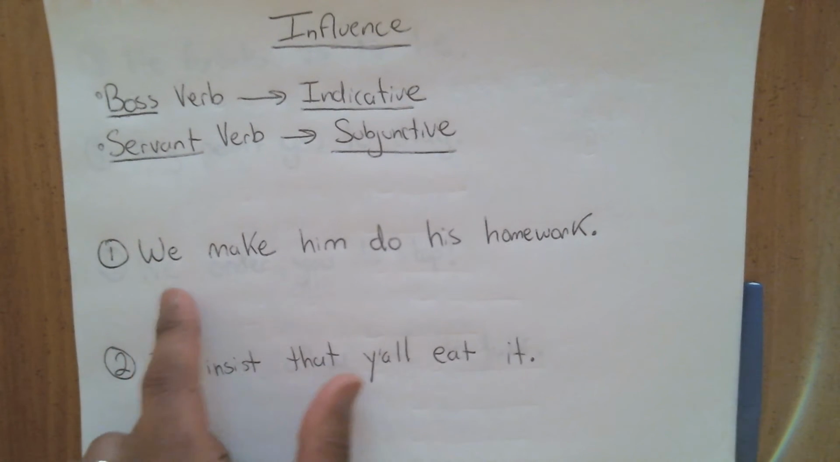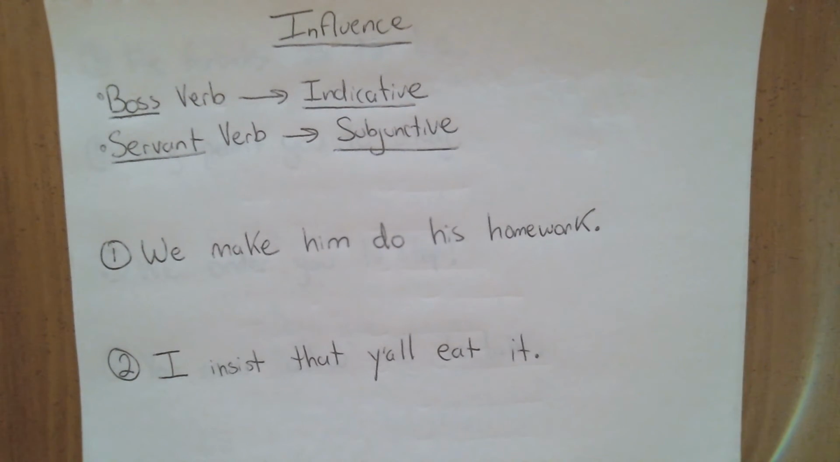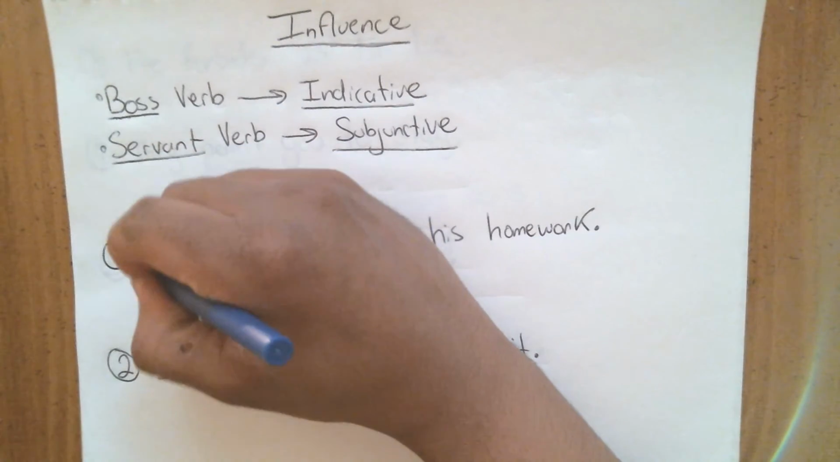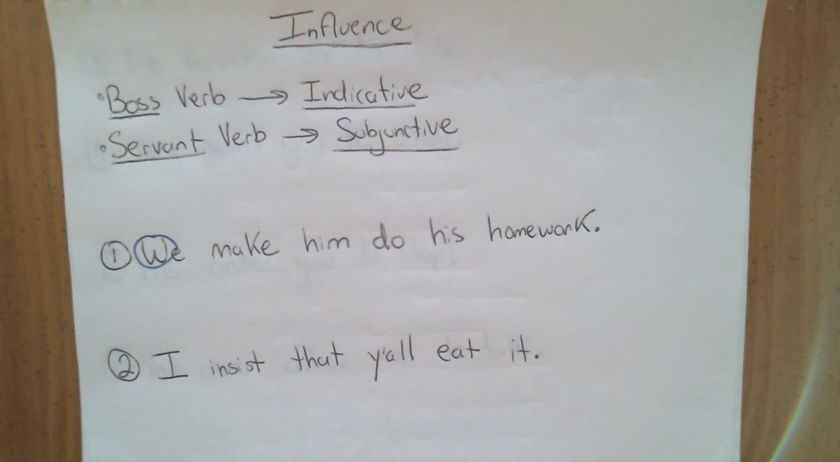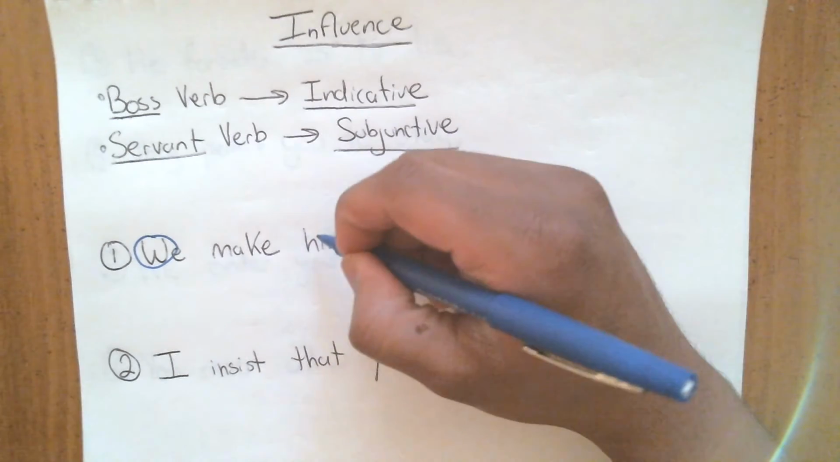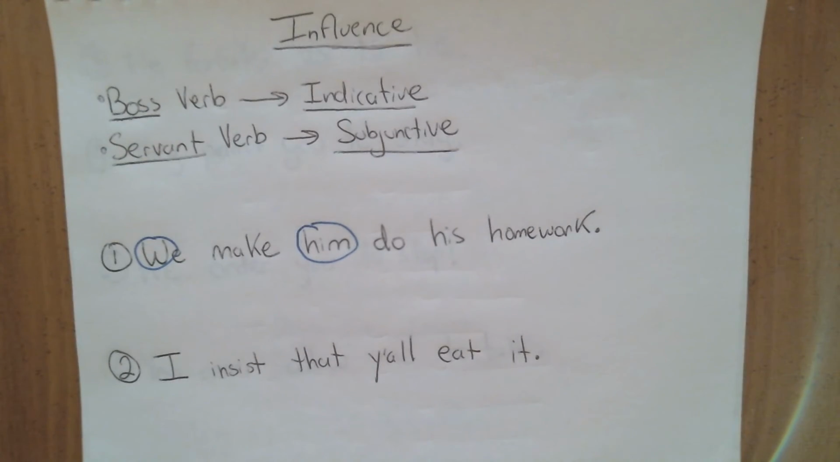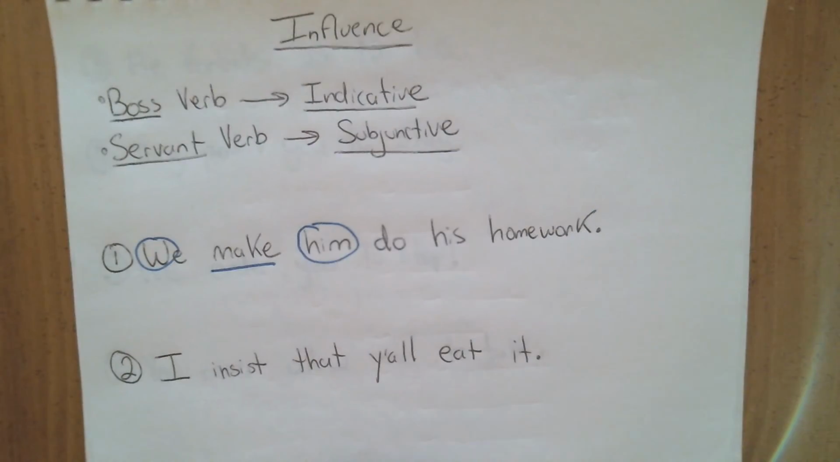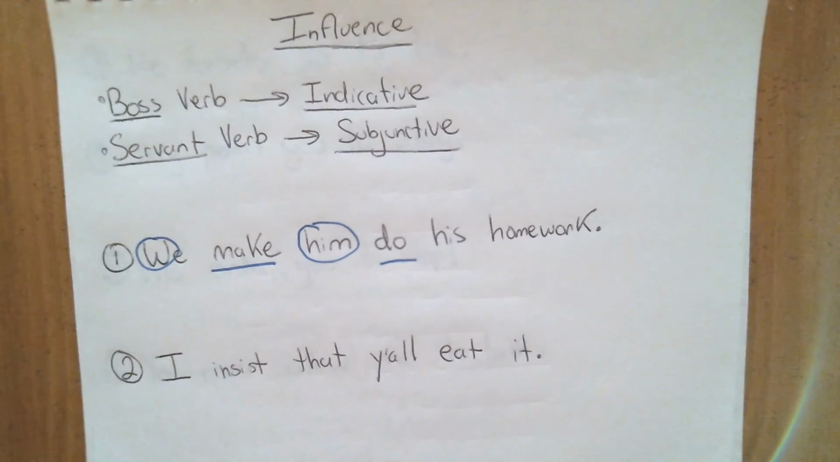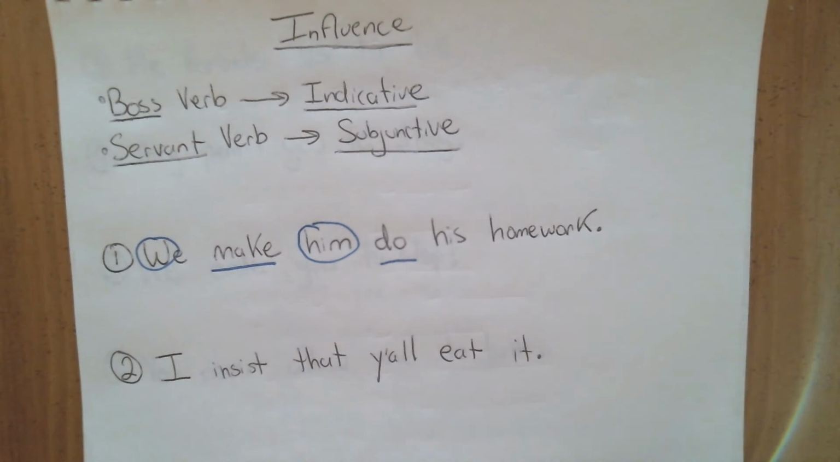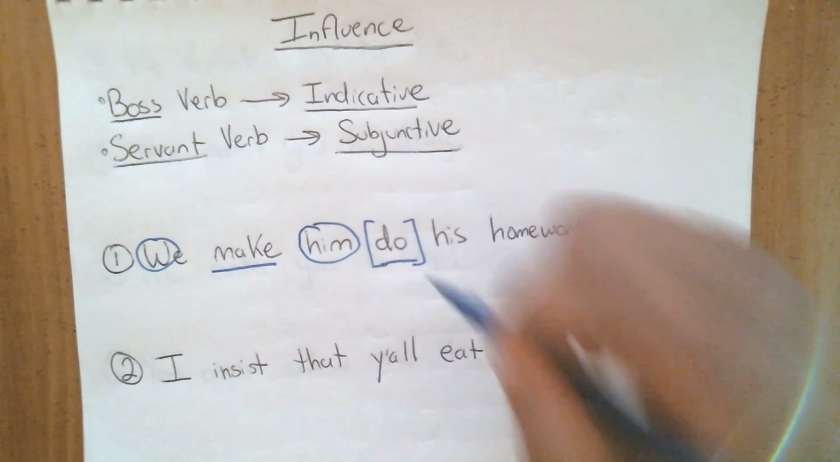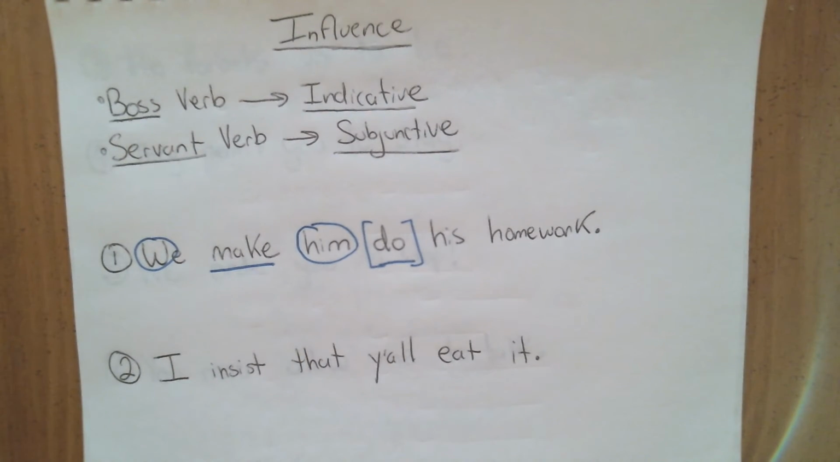Take this, for example. We make him do his homework. Who's the boss in this sentence? We are, because we are the ones who decide whether or not he does his homework. Who is the servant, or the person being bossed around? He is. So whatever verb the boss is doing is going to be indicative. Whatever verb the servant is doing is going to be in the subjunctive. So we make him do his homework. Well, what is he doing? He's doing his homework, and the verb do is the verb that's attached to the servant, the person who's being told what to do.